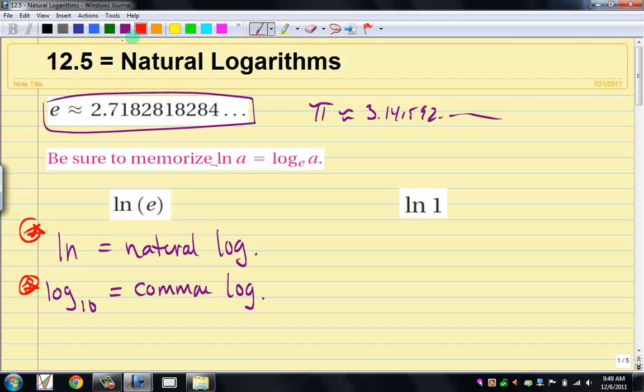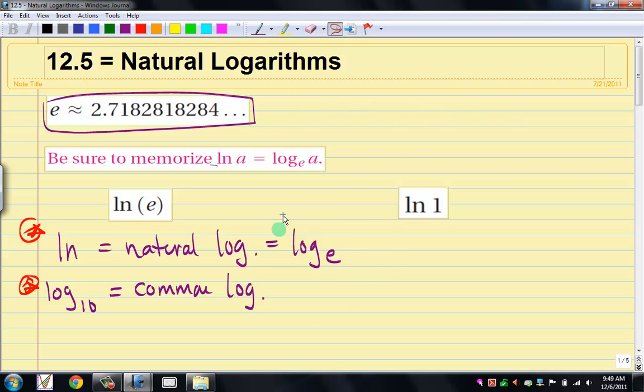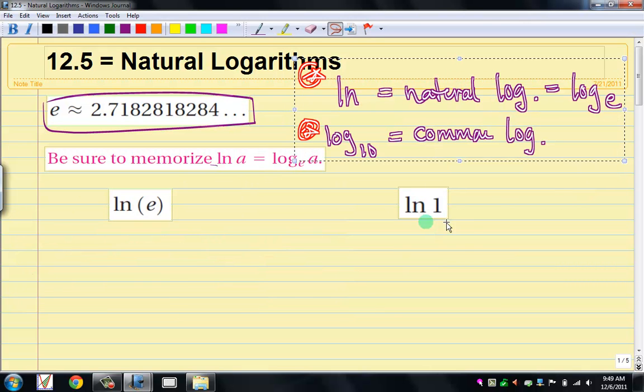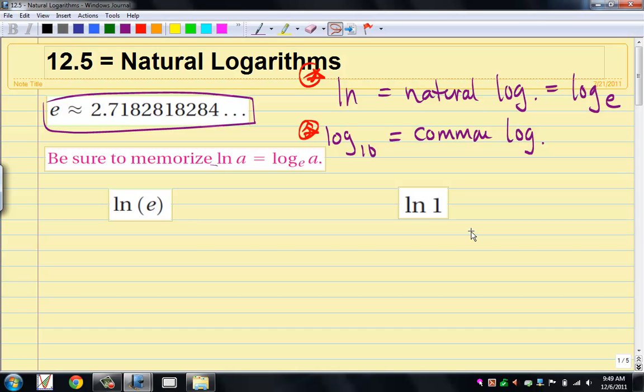ln is the natural logarithm, which is equal to log base e. The common logarithm is log base 10. So you kind of have to know these two ideas. Maybe what we'll do is I'll get rid of the pi up here and move this stuff up here. So that's important information to know. Natural log is log base e. Common log is log base 10.